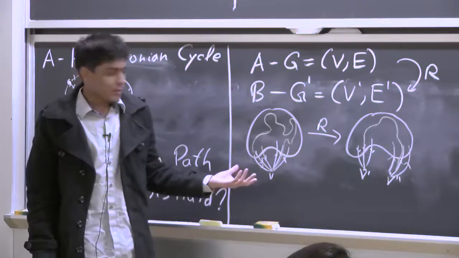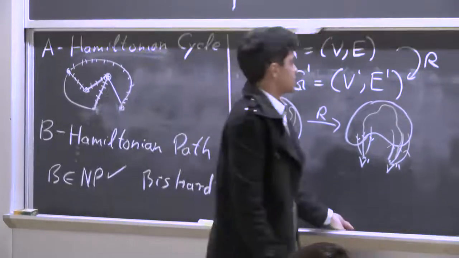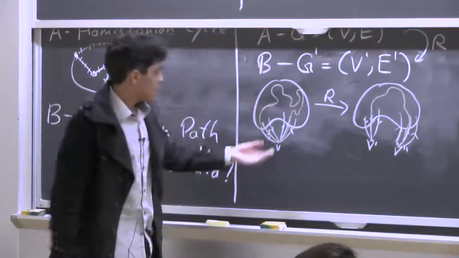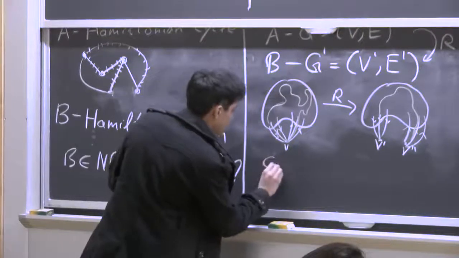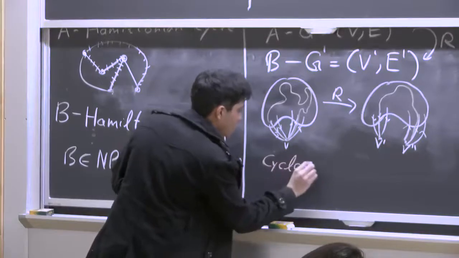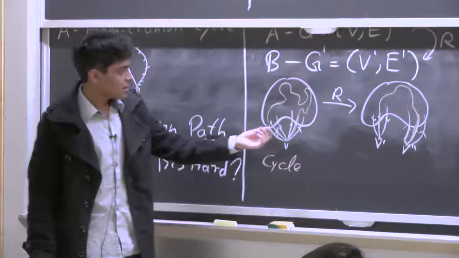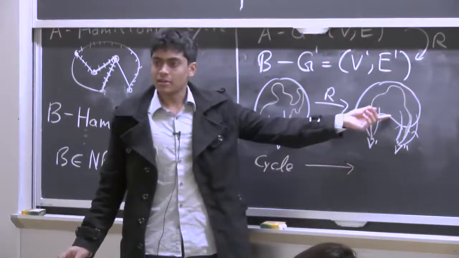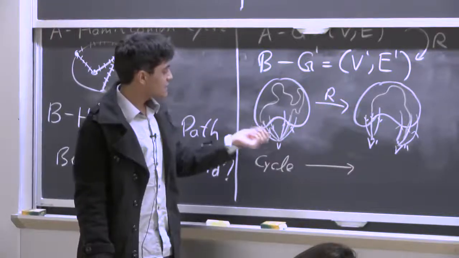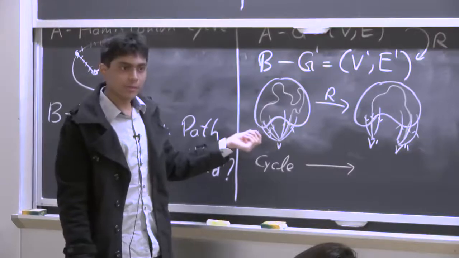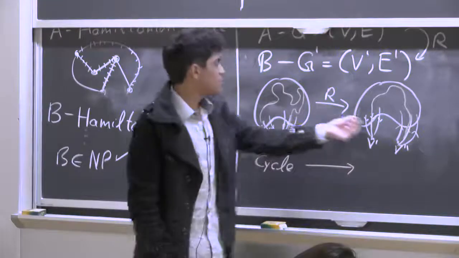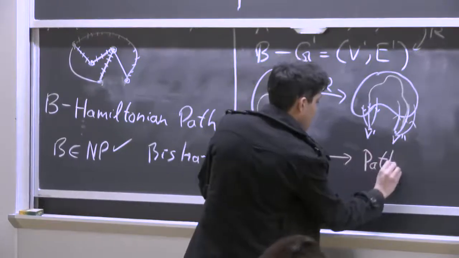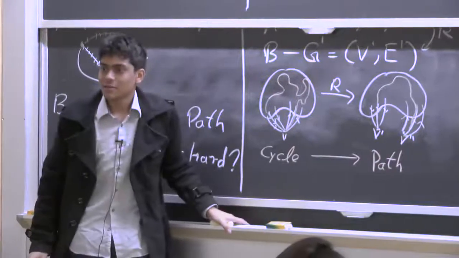Make sense? So now let's argue this more rigorously. What we want to say here is that, let's say there was a cycle here. If there was a cycle here, then is it clear that there is a path here? Because just take the same edges that you had before. If you take the same edges, they will now form a path instead of a cycle. So cycle implies path. Does that make sense?